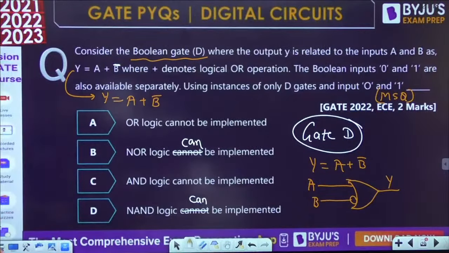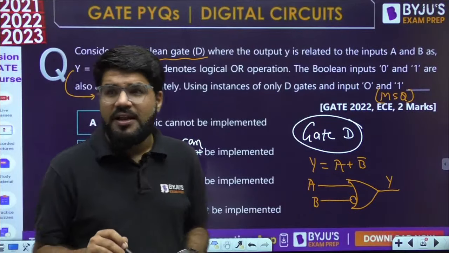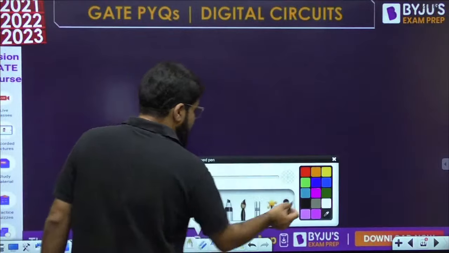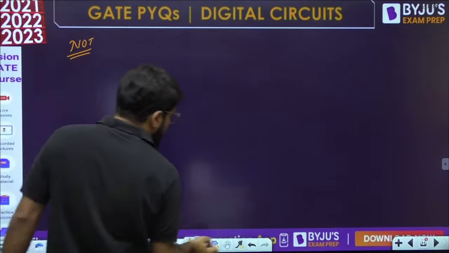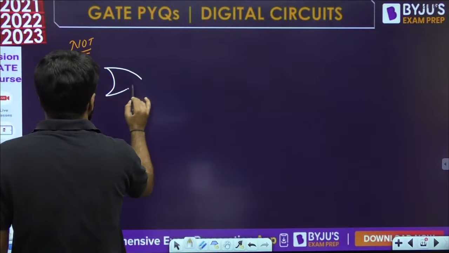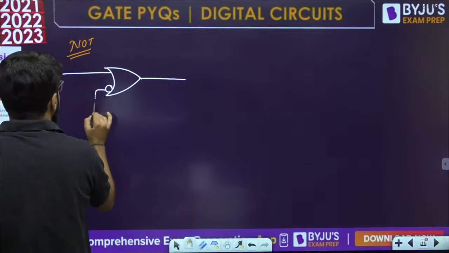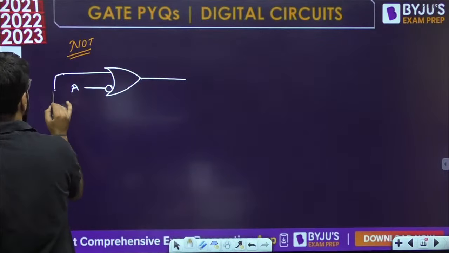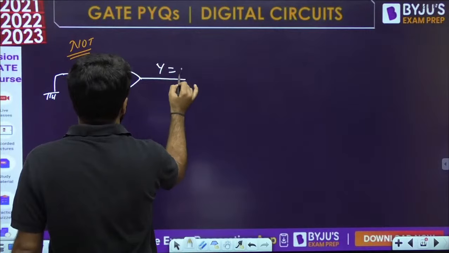Chalo, now, first of all, A plus B bar. We know that an inverter can easily be built if I ground A. So let me first show you the NOT gate. How can you build a NOT gate? This is your NOT gate. Whatever variable you want to complement, just provide it at the bubbled input. Suppose I want to complement A, and the other variable I will put as ground. So this is going to be A bar.